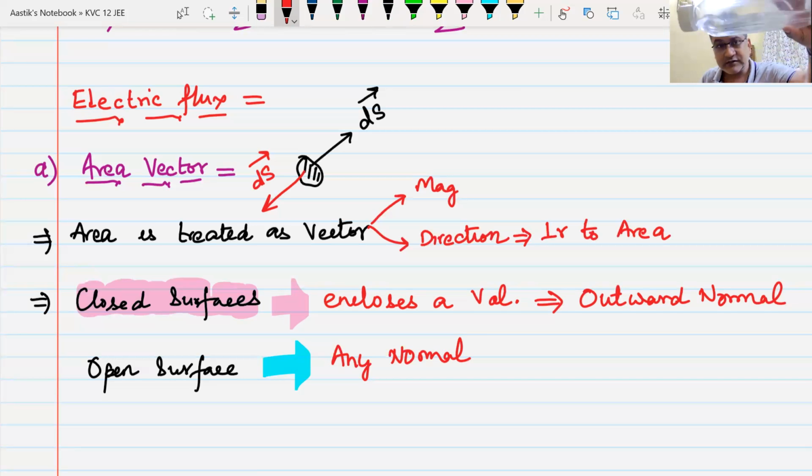Do we understand this? This has got 6 or 7 faces. Every face will have its outward normal coming out. That is how we understand the area vector of a closed surface. For a closed surface, it is taken as outward normal. For an open surface, it will be given to you. It could be this normal, it could be that normal, depending on how the problem is done.